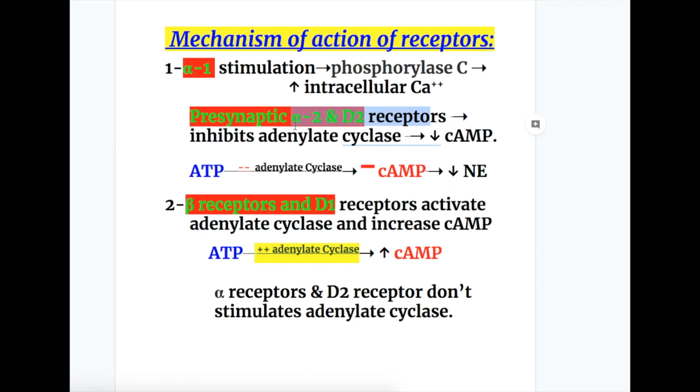Then we have the presynaptic alpha 2 and D2 receptors. They inhibit adenylate cyclase and decrease cyclic AMP and decrease norepinephrine release. Now alpha 1 stimulation activates phospholipase C, which increases intracellular calcium that stimulates protein kinase. So all beta receptors and D1 are going to increase cyclic AMP versus alpha 2 and D2 will decrease cyclic AMP and norepinephrine, and alpha 1 stimulation activates phospholipase C, which increases the intracellular calcium.